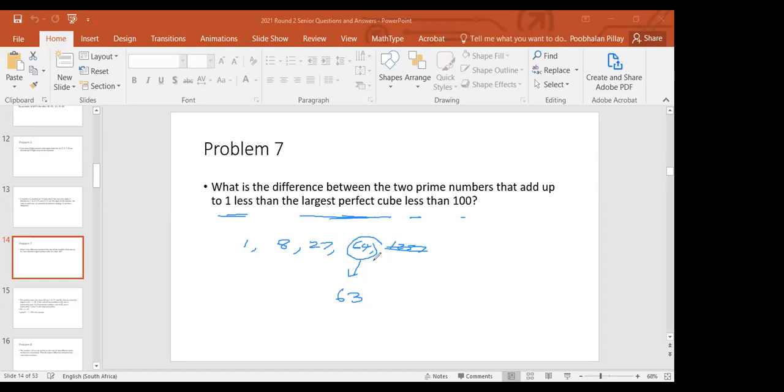Right, now the question arises. What is the difference between 2 prime numbers that add up to this? You've got 2 prime numbers which add to 63. You've got 2 prime numbers which sum to 63. And the question is, what are the 2 prime numbers? Now, prime numbers are odd, so the sum of two prime numbers will be even. So is it possible that you can have the sum of two prime numbers equal to 63?